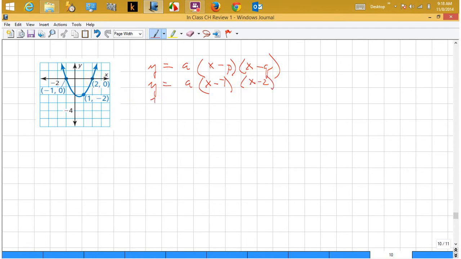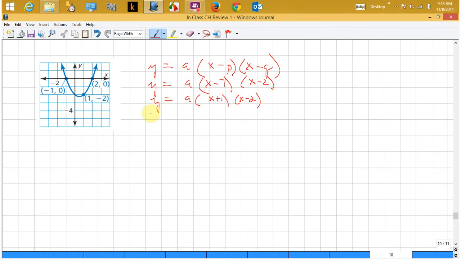So I have y is equal to a(x + 1)(x - 2). So now we need to still find the value of a. Let's plug in a point that I know that I have not used. That would be this point over here, (1, -2). Let's put those values in for x and y so we can find a.